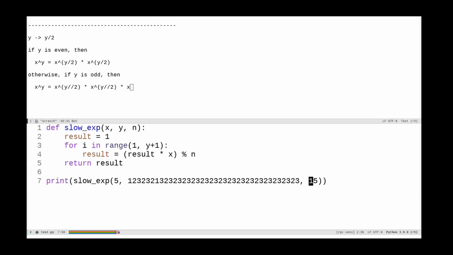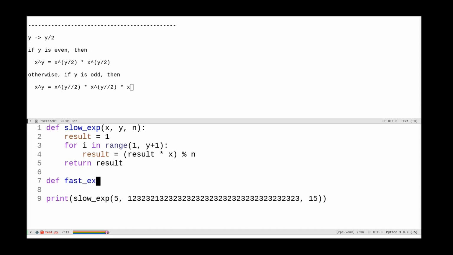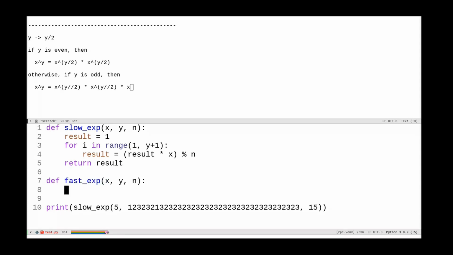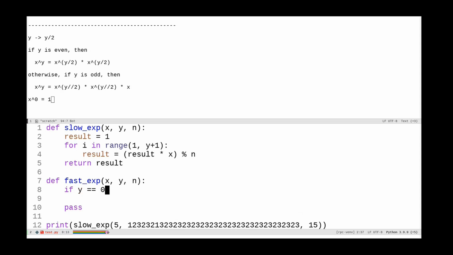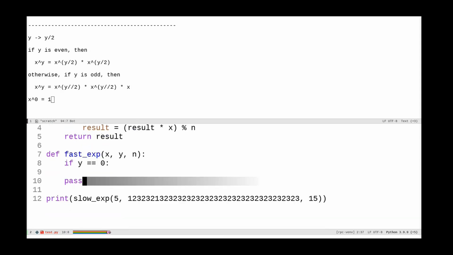Test. We do a fast exp, it's x^y. So now this is going to be recursive. When we write a recursive algorithm, we define the base step, the one we know how to solve immediately. In the case of exponentiation, it is when the exponent is 0. Because anything to the 0 is equal to 1 automatically. So if y is equal to 0, in this case, it's 1. I immediately know how to answer.